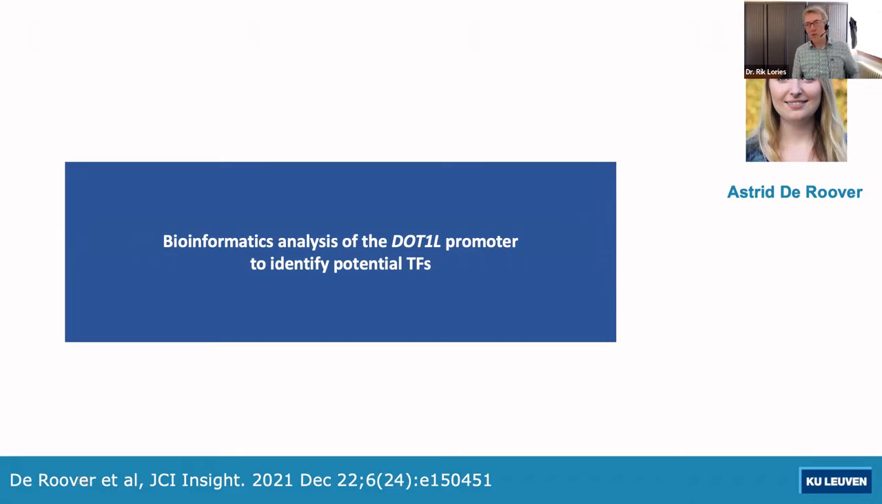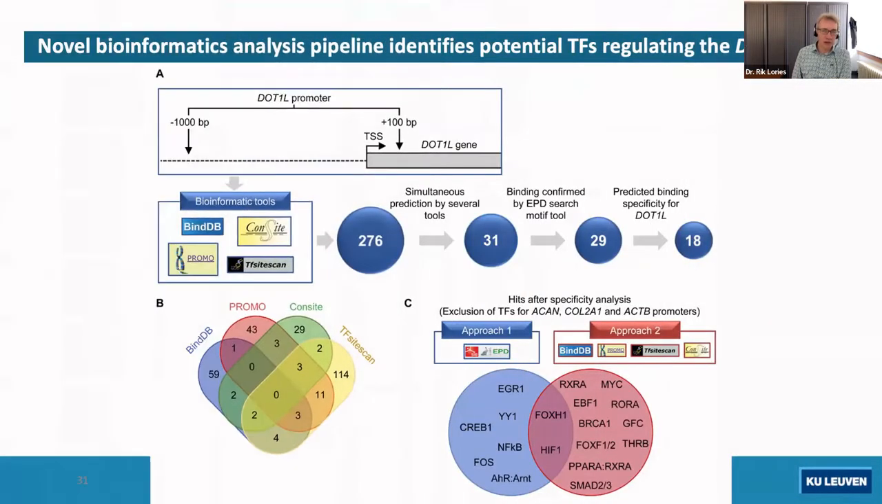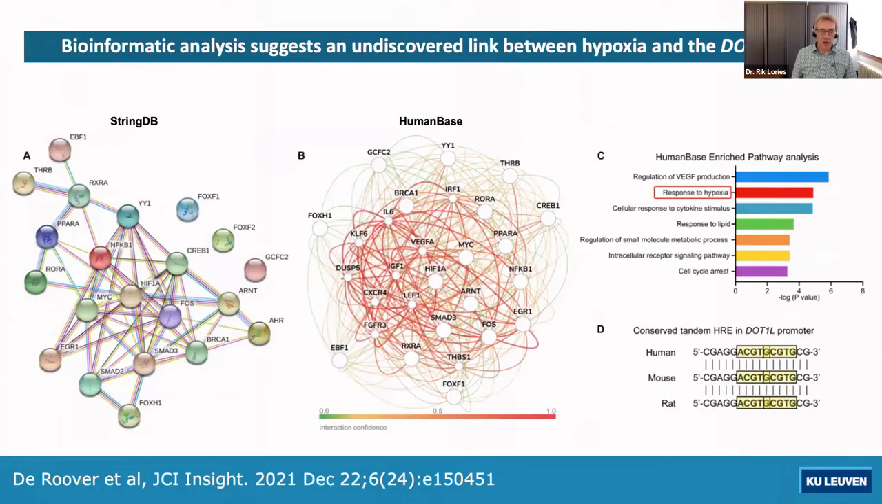And this is work mostly done by PhD researcher Astrid de Rover in our team. She developed a bioinformatics pipeline that looks quite complicated, but basically uses a number of different prediction tools for transcription factor binding to genes, then applies an algorithm that looks for specificity, that looks for shared information from different bioinformatics tools, to end up with a list of transcription factors that are likely to influence the expression of the molecule. And we took that together with our RNA-seq data from the cells in which DOT1L was inhibited. The bioinformatics analysis suggested that the response to hypoxia was probably an important factor in the regulation of DOT1L.